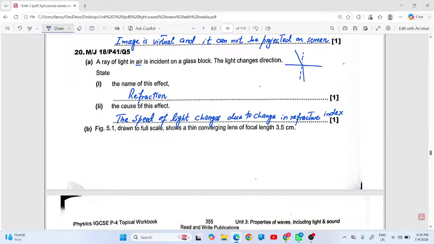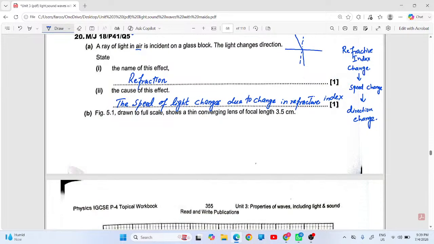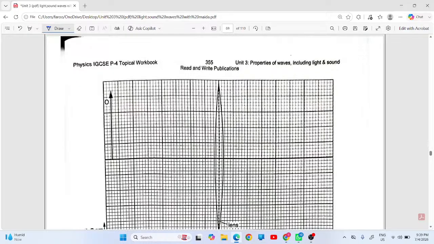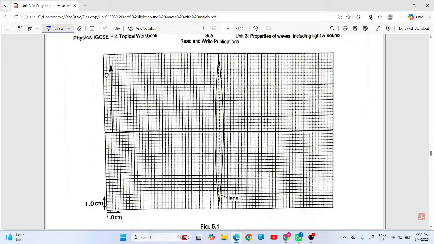And due to change in the speed, तो उससे हम ऐसे ले लेते हैं कि जब रिफ्रैक्टिव इंडेक्स चेंज होगा, चेंज होने से स्पीड चेंज हो जाएगी. स्पीड के चेंज होने से डायरेक्शन चेंज हो जाएगी. डायरेक्शन ऑफ लाइट चेंजेस.